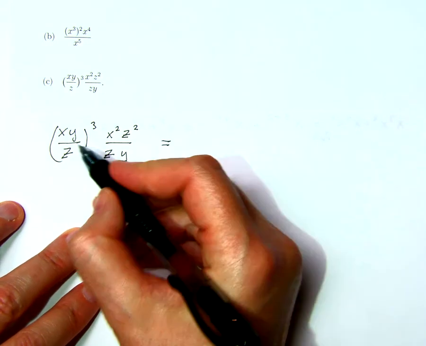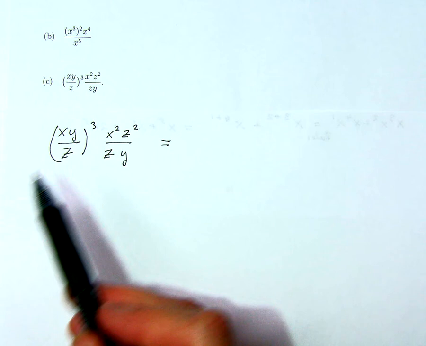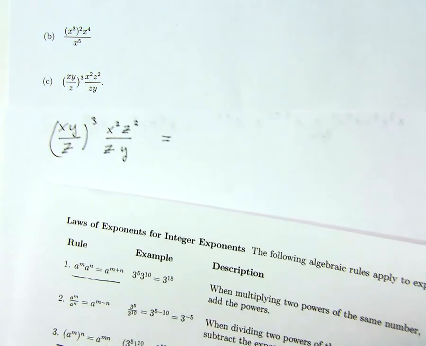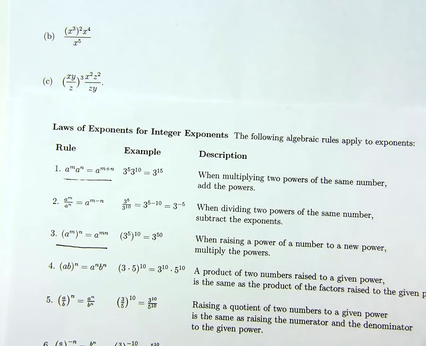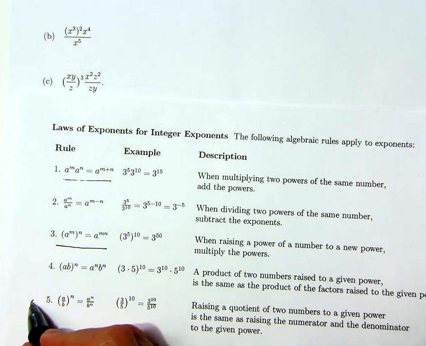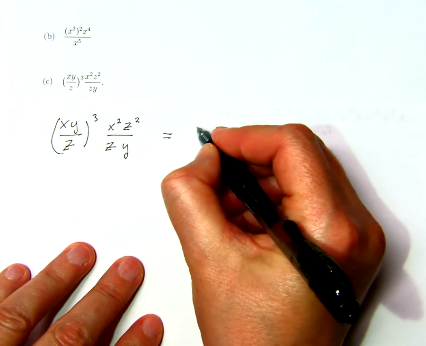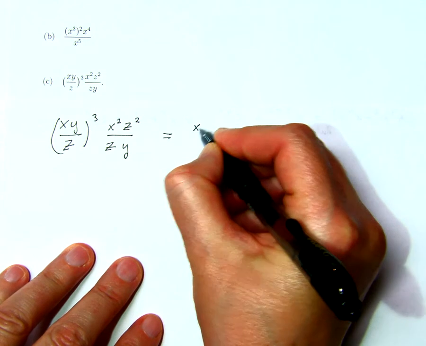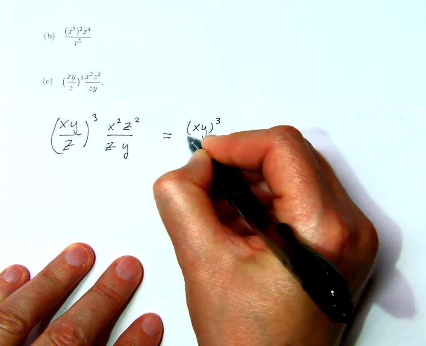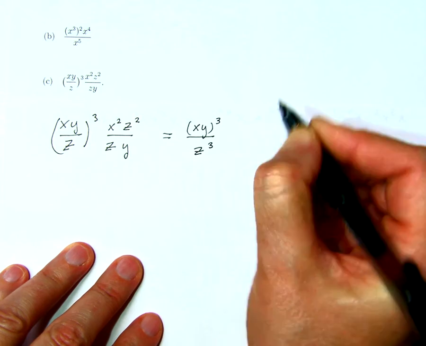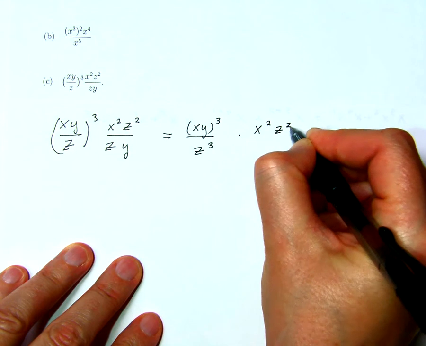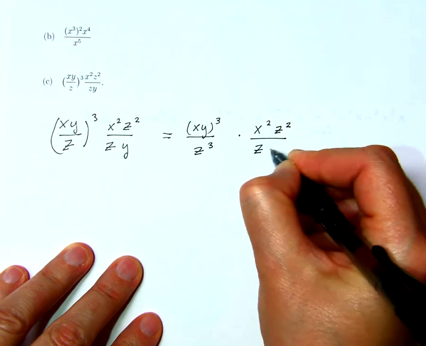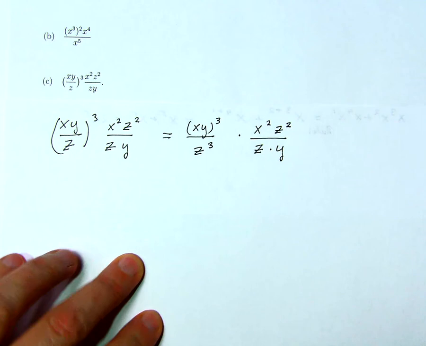Okay, first of all, I'm going to distribute this power. A over b to the n is a to the n over b to the n. So I'm going to use rule number 5 here and distribute the power for this first quotient. So that's xy to the 3 over z to the 3 times x squared z squared over z times y.